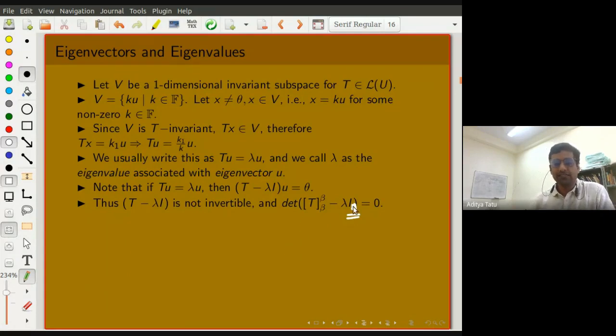So now if this is 0, now the question is, if I do not know lambda and u, how do I go about finding lambdas and u's?